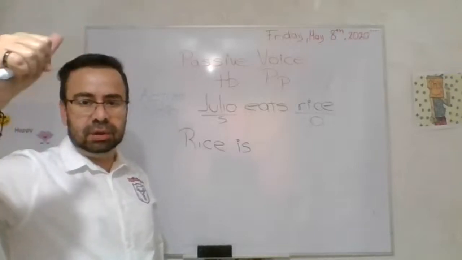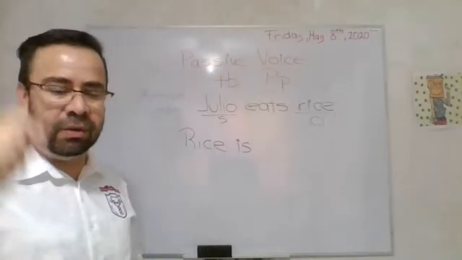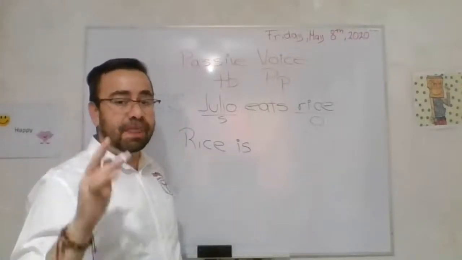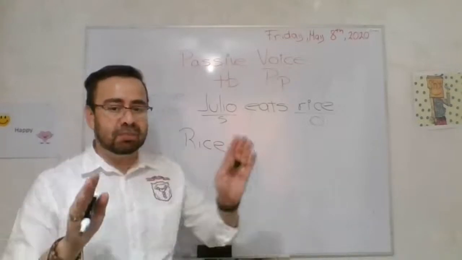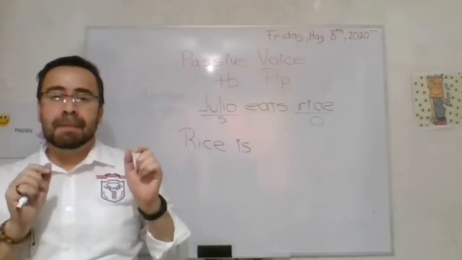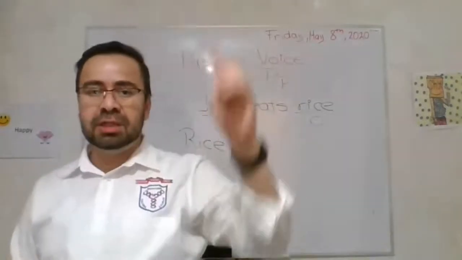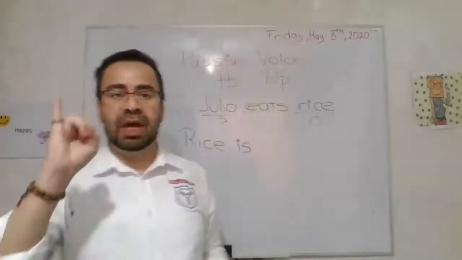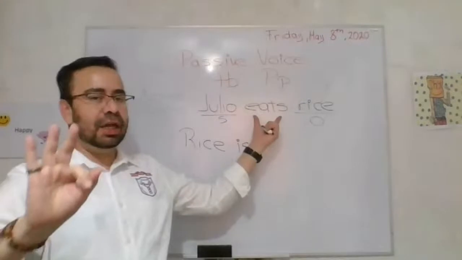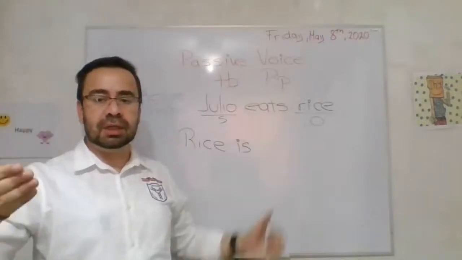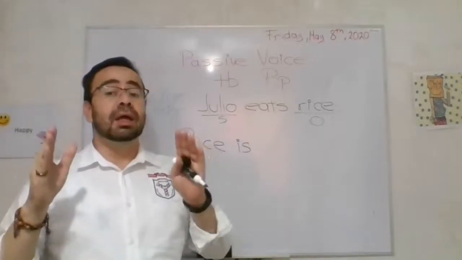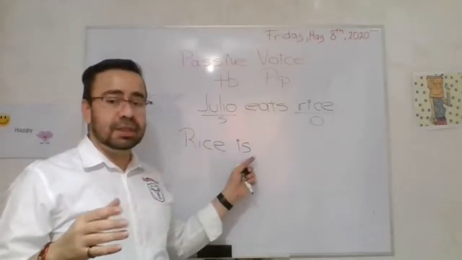Bruno, hi, my friend. Yes, thank you. Rice is. Remember that we need the verb when you are talking about passive voice. In passive voice, you need the verb in past participle. So we have rice, is... The correct is Sophie. Rice is.